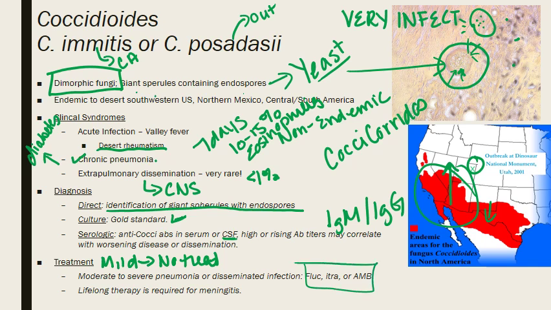The only time when we think about this that you might treat a mild case is if the patient has something else going on, if they're immunosuppressed, if they have diabetes, something like that. And then there is a special case, as I mentioned above: when it disseminates, it does have this predilection for the CNS. And if it gets into the CNS, where it can cause meningitis, it is believed to be uncurable. So at that point, you're going to need to treat the patient lifelong. They will constantly be on an antifungal to control their cocci infection.